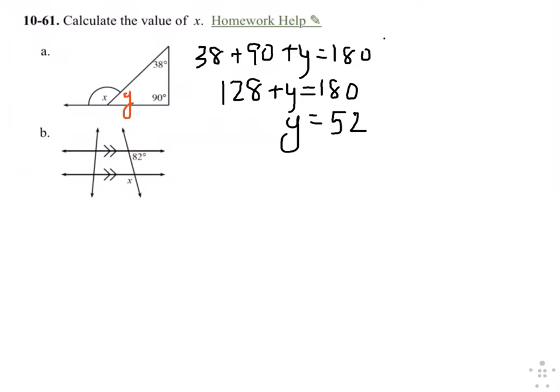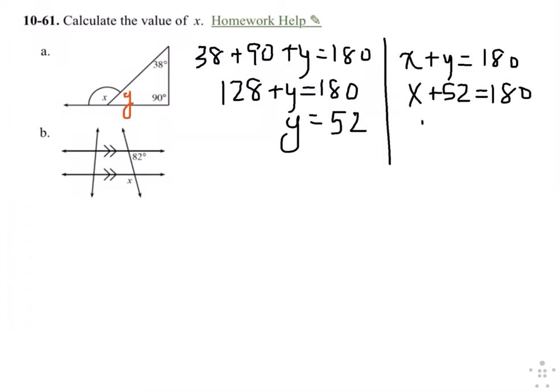So now we know that x plus y equals 180, right? So x plus 52 equals 180. So x equals 128 degrees, right? X is 128 degrees. And for b, they want us to calculate x.